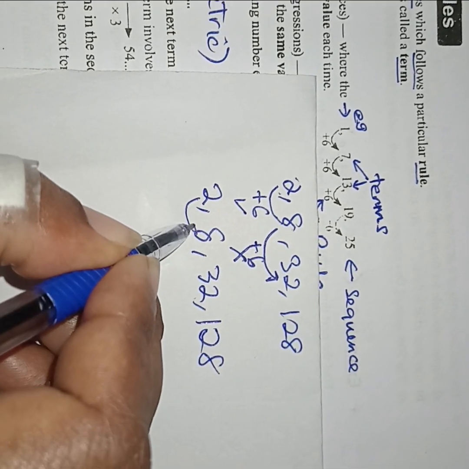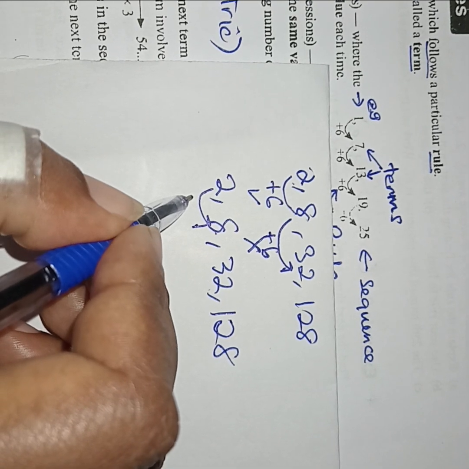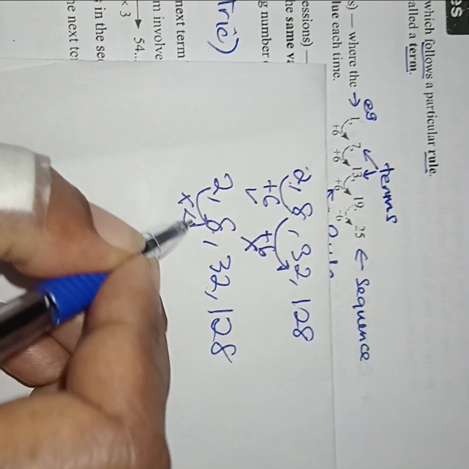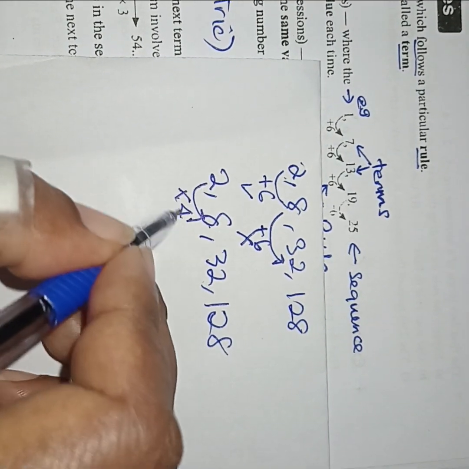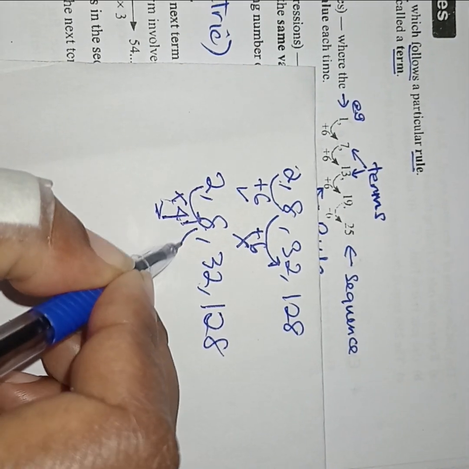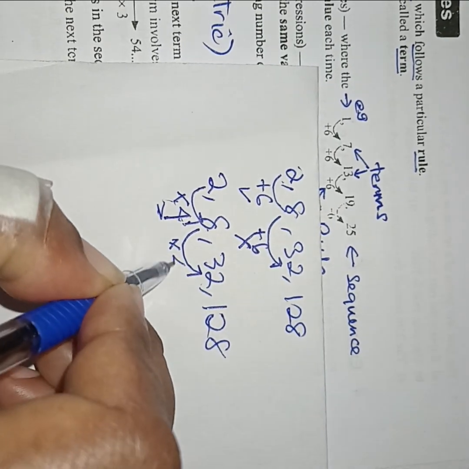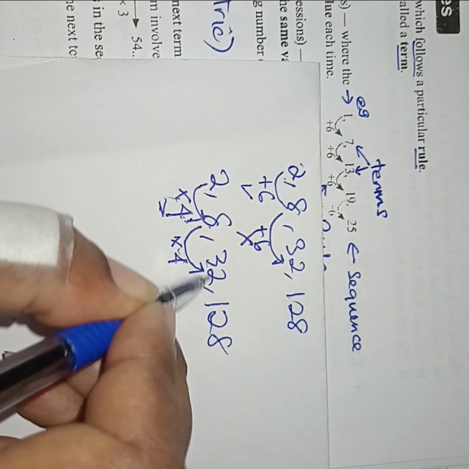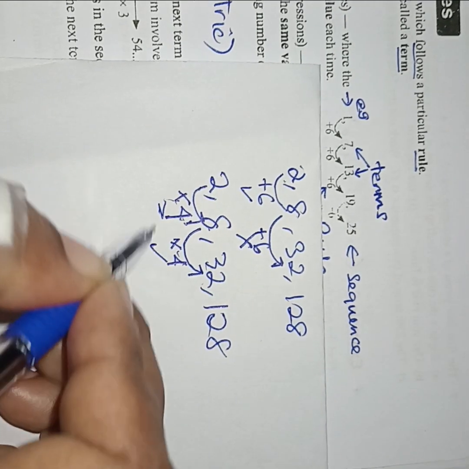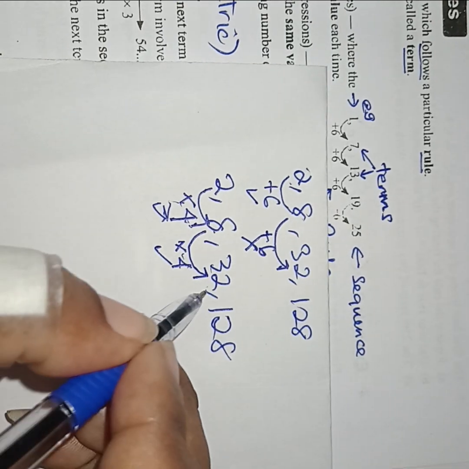How did we get from 2 to 8? What did we multiply to get there? Well, it's obvious. 2 times 4 gives 8. Now let's check if this works for the next term as well. 8 times 4, does it give us 32? Yes, it does. So it looks like times 4 is the rule.